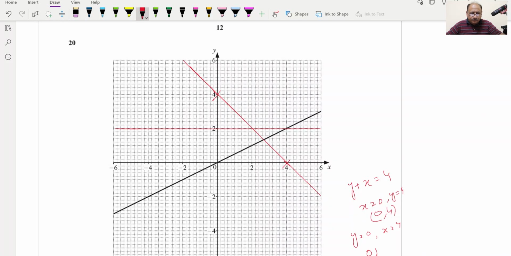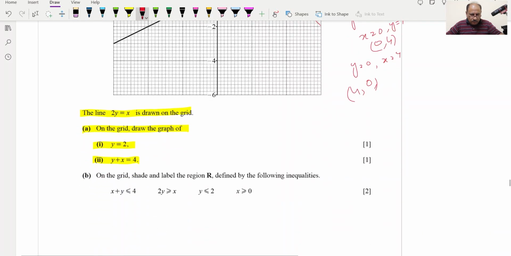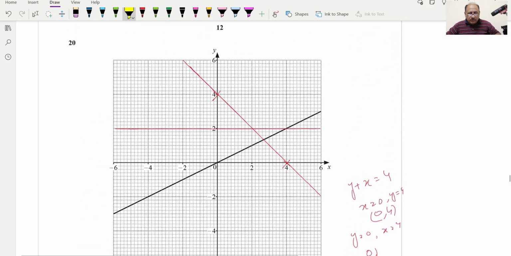And then next is what? A part is done. These are basically two 1-mark questions, and then they are saying B part. On the grid, shade and label the region R defined by the following inequalities. So x is greater than or equal to 0. So greater than or equal to 0 is required. So we will have to shade that region. It should be greater than or equal to, so the unwanted region is less than. So first of all, I'm shading the unwanted region. So this whole thing is the unwanted region.